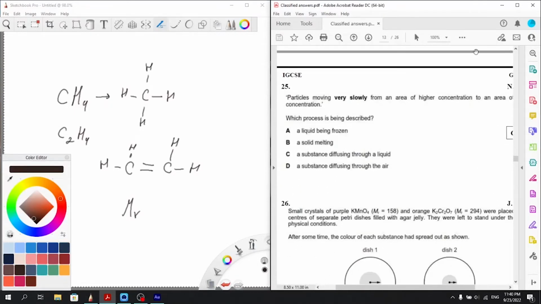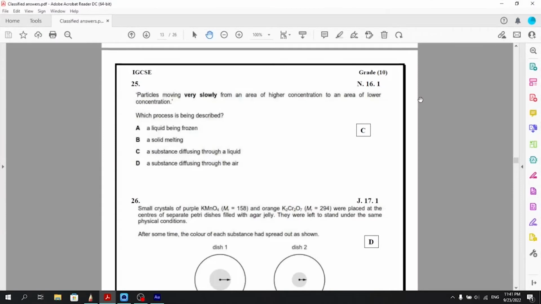Alright, question 25. Particles moving very slowly from an area of higher concentration to an area of lower concentration. Which process is being described? These two are changes in phases. That's from liquid to solid, that's from solid to liquid. A substance diffusing through a liquid, a substance diffusing through the air. It's either C or D, because this is the definition of fusion.